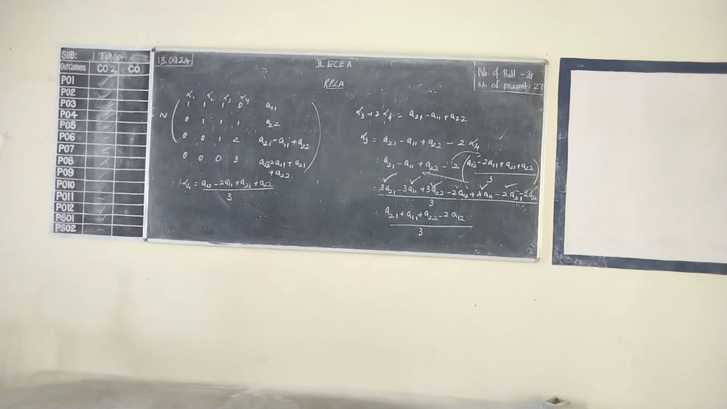Similarly, alpha 1 equals a11 plus a12 plus a21 minus 2a22, the whole thing divided by 3. I will repeat. a11 plus a12 plus a21 minus 2a22 divided by 3. Okay. We are able to find all the unknowns. So it is a linear combination or not? Linear combination. So, therefore, A belongs to L of S.